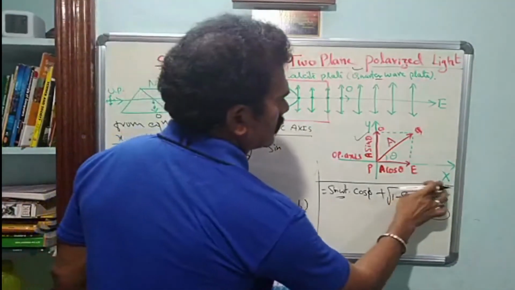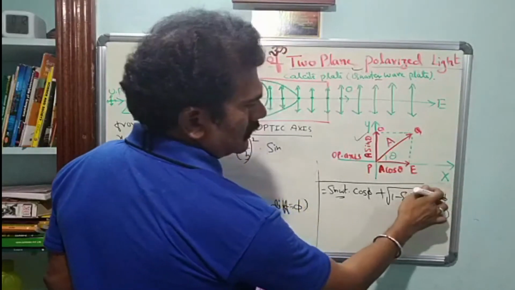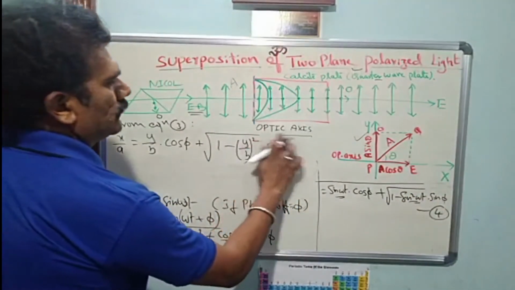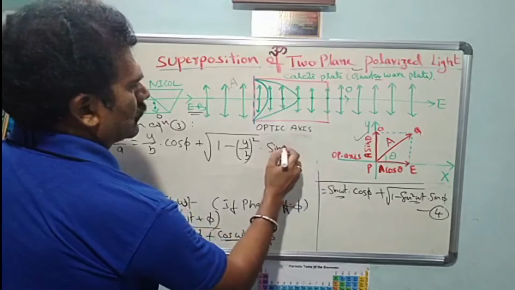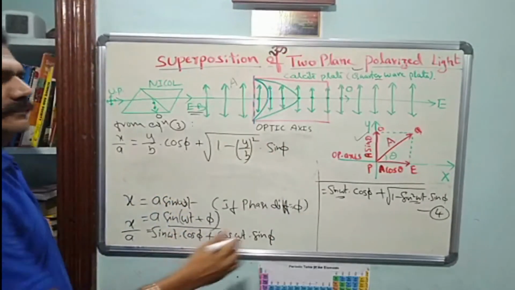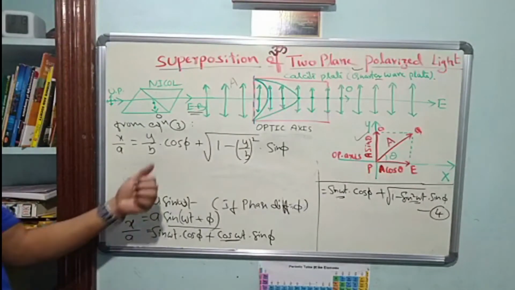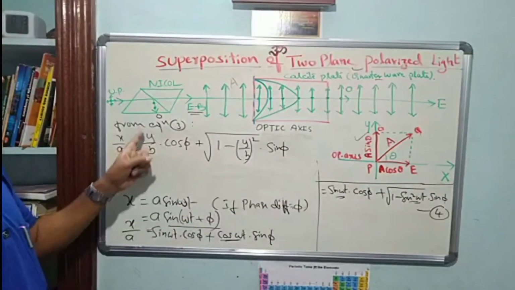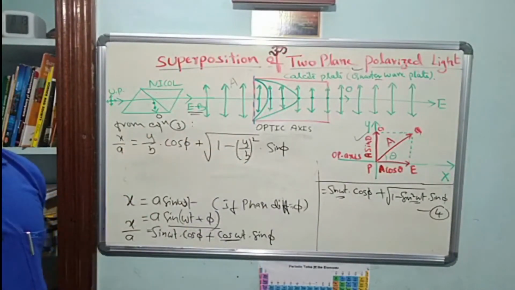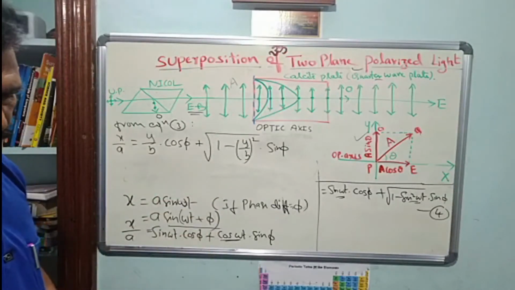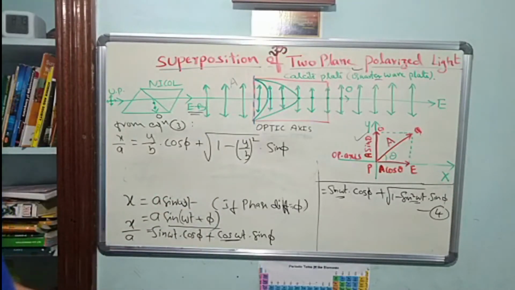Okay, sin phi is outside this square root. Okay, let it be sin phi. Okay, correct. Now you see, we just substituted the sin omega t as y by b, here y by b whole square. That is the next step here. Okay, next you look at the simplification.